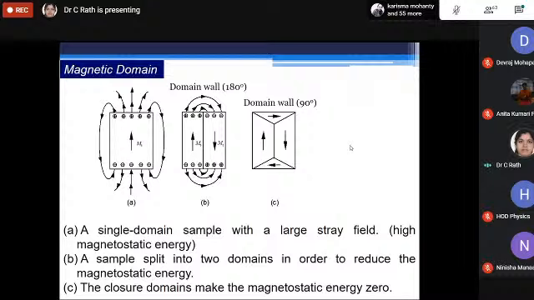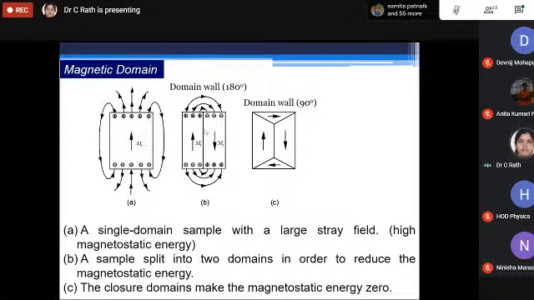When you make a large number of domains, there is energy associated with this, and that energy is known as magnetostatic energy. If you have only one domain, then most of the flux lines are outside this material, and that gives a large field. So it has a large magnetostatic energy.